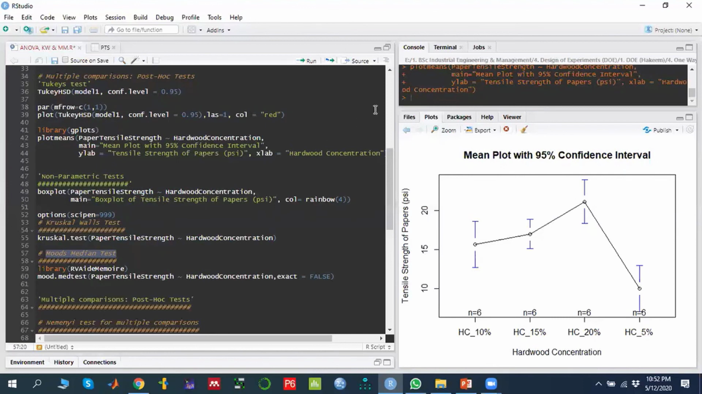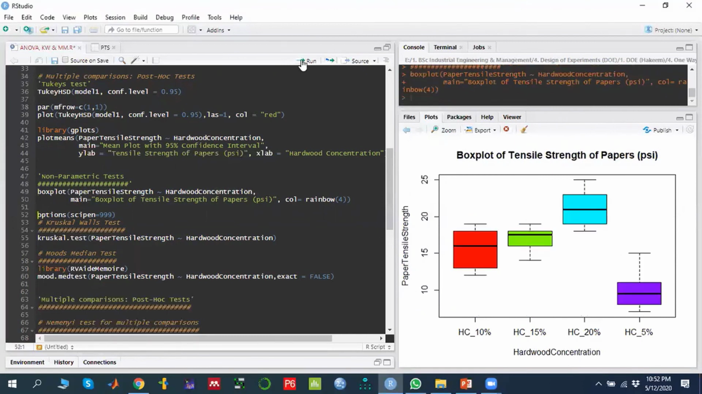How can you identify whether your data have outliers or not? The best option is to draw the box plot first. If I draw the box plot, I can see that there is no outlier in my data set. At 10%, at 15%, at 20%, at 5%, there is no outlier. If there is an outlier in the data set, we must use Mood's median test. But if your data does not have many outliers, then we can apply the Kruskal-Wallis test.